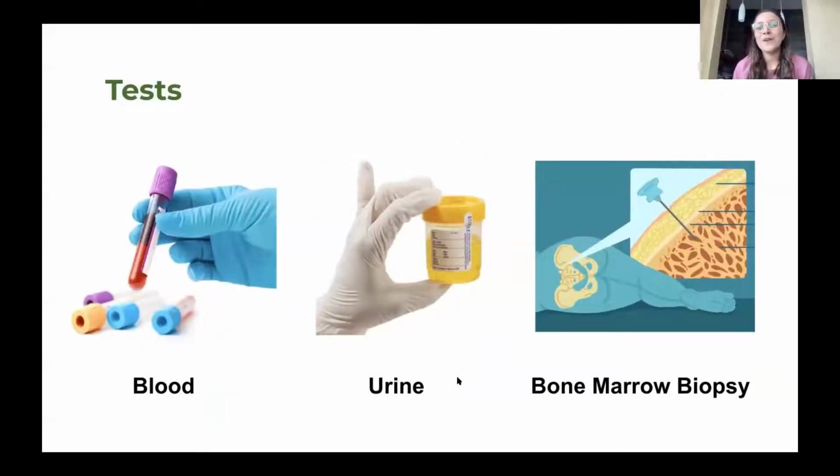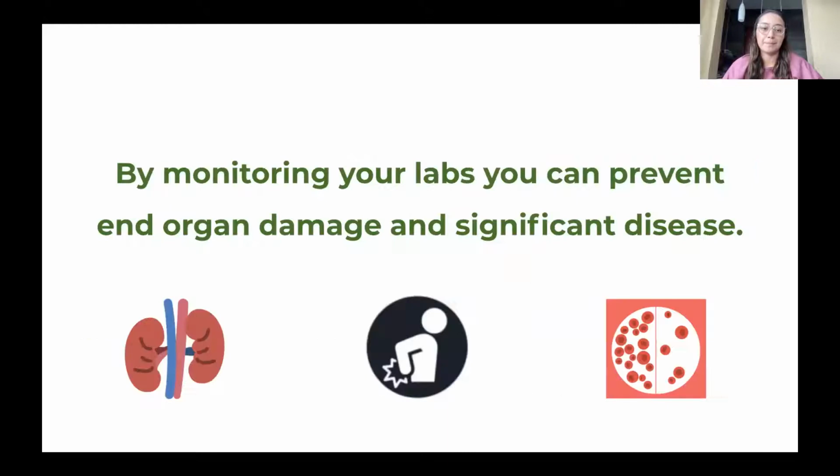So first of all, we are going to see the type of tests that we require so that you can get your lab tests done. Most of you already know this. We need a blood sample, a urine sample, and a bone marrow biopsy. These samples will give us the results that we are going to talk about today.